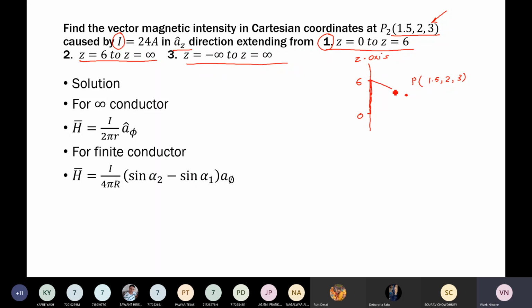We will join the top end and the bottom end, and we will have one perpendicular line, and here the z coordinate will be 3. Now we want to have the angles. The bottom one is alpha 1 and this is alpha 2. Alpha 1 is the angle with the bottom end of the conductor and alpha 2 is the angle with the top end of the conductor. How are you going to find alpha 1 and alpha 2?